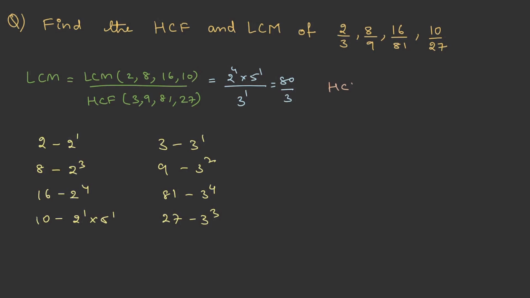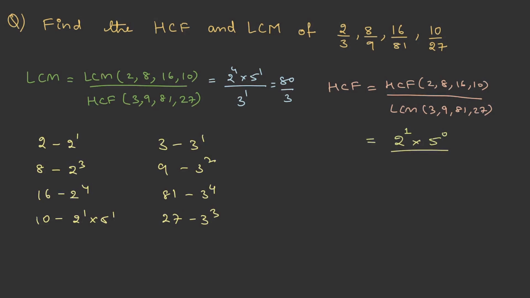Now coming to the HCF, the HCF is the HCF of 2, 8, 16, 10 upon the LCM of 3, 9, 81 and 27. For the HCF, again we take the prime factors, we have 2 and 5. In this we need to take the least powers. For 2 the least power is 1 and for 5 the least power is 0. Divided by the LCM. We have only one prime factor, that is 3. For that we need to take the highest, that's 3 power 4. So this is 2 by 81, that is the HCF. I hope you are able to get this.